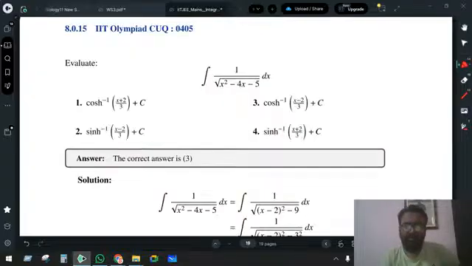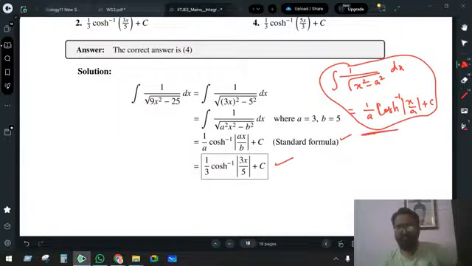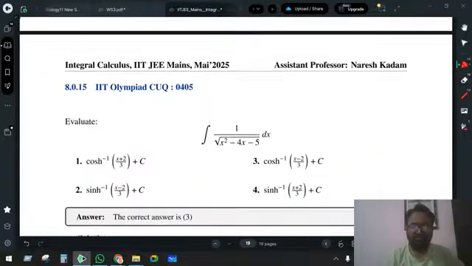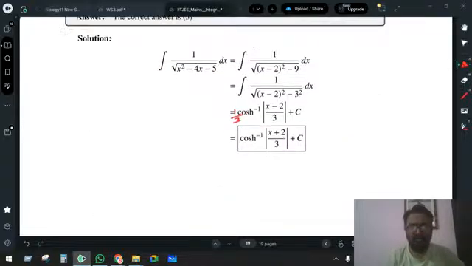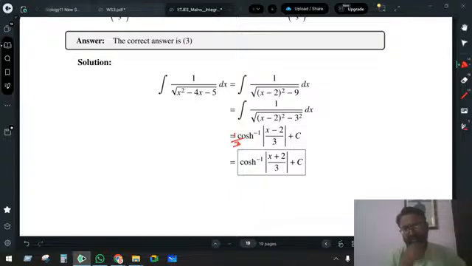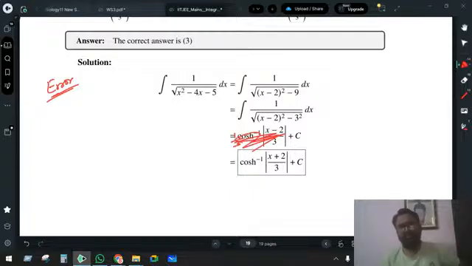It is 1 by a cos h inverse x by a. Previously we have seen that. Okay, and I will check the options here. He used some other logic. In the last step it is x minus 2, again it is x plus 2. That's wrong, an error. I'll simplify. Here x minus 2 by 3, x minus 2 by 3 only, but outside it will be 1 by a cos h inverse x by a plus c.